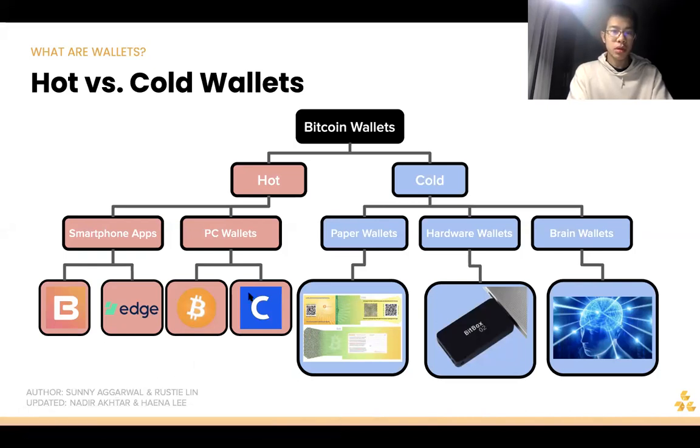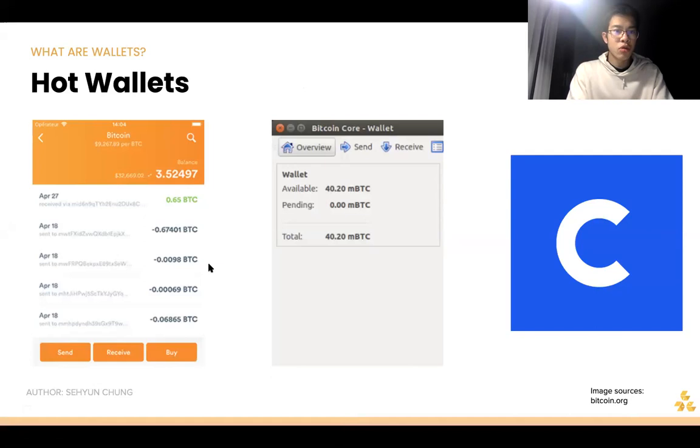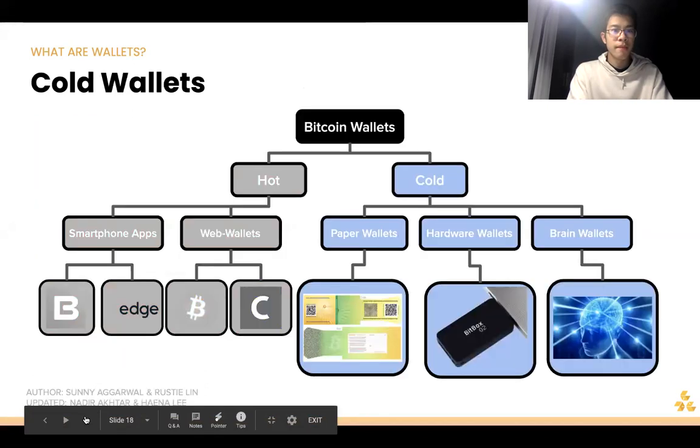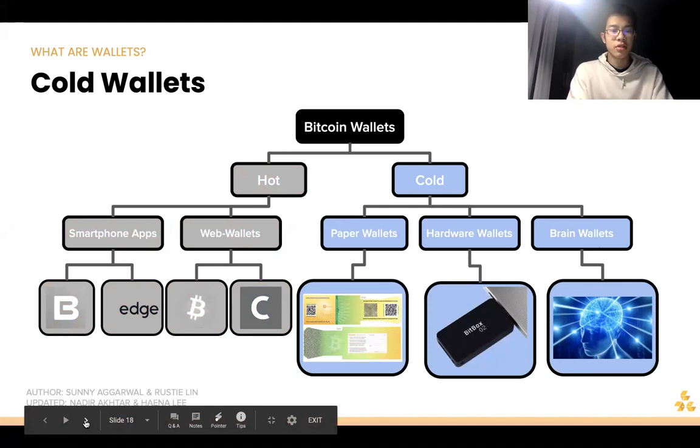And then PC wallets that you might have heard of are Coinbase. There are apps like Edge that work as well. So hot wallets use internet, which makes them a bit more vulnerable. So Coinbase, Bitcoin Core, these are all hot wallets. Cold wallets don't need the internet. So like paper wallets, there's hardware that you could use that's disconnected from your computer, which you could use to sign transactions and store your public key. And there's also brain wallets where you just memorize your private key.